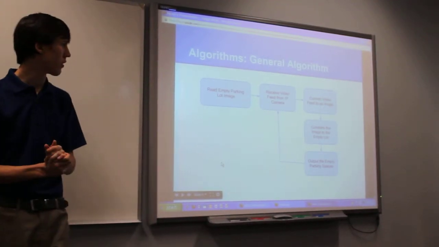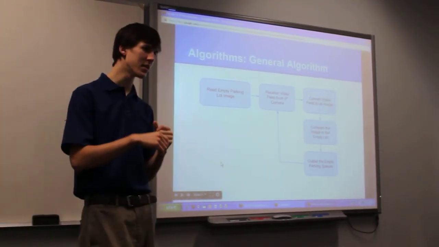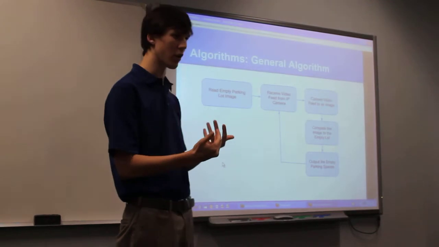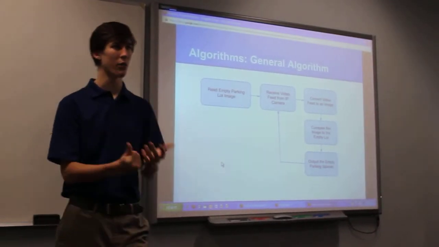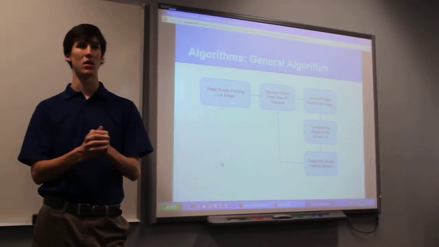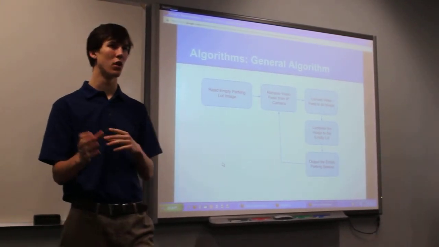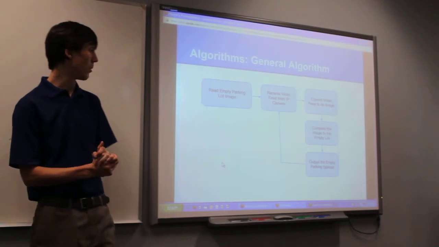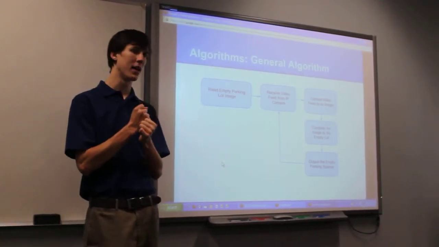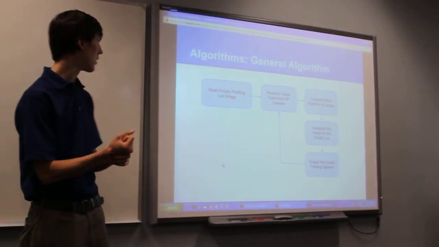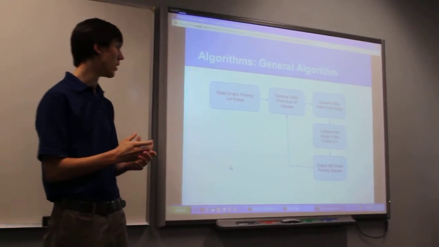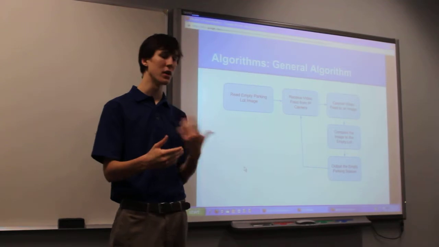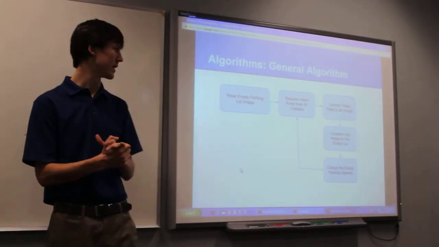So the first algorithm, essentially at the very beginning of our code, we read in an empty parking lot image. We take from the image the location of all of the spaces in the parking lot by determining white lines and empty spaces. Then we take in the video camera feed from the IP camera, and we convert the video feed to an image that we can process.